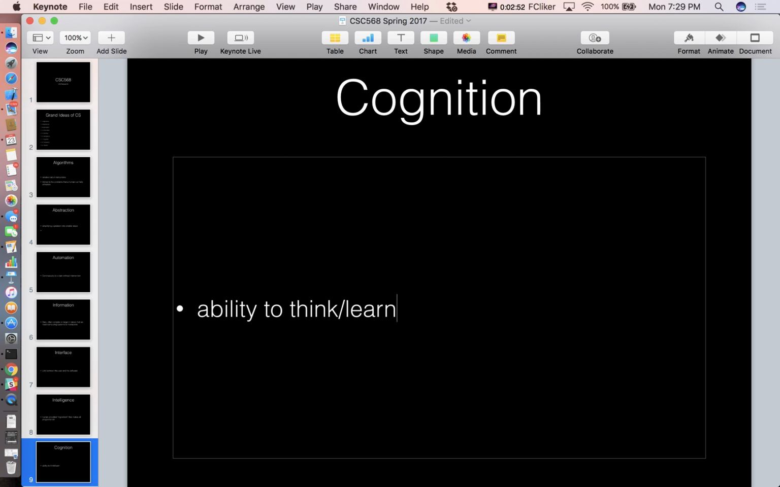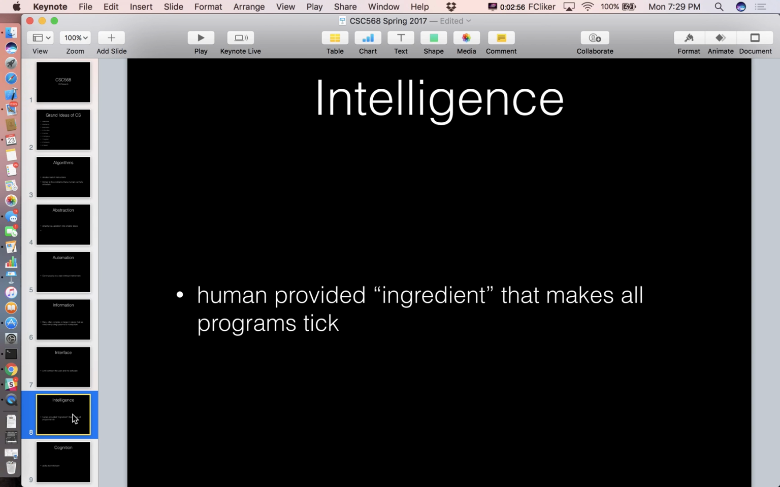What was our formal definition for intelligence? Human provided ingredient that makes all programs tick. I don't know how formal that is, but I mean, clearly these two are very related, right? Yeah. I'm just trying to get us to distinguish them a little bit.